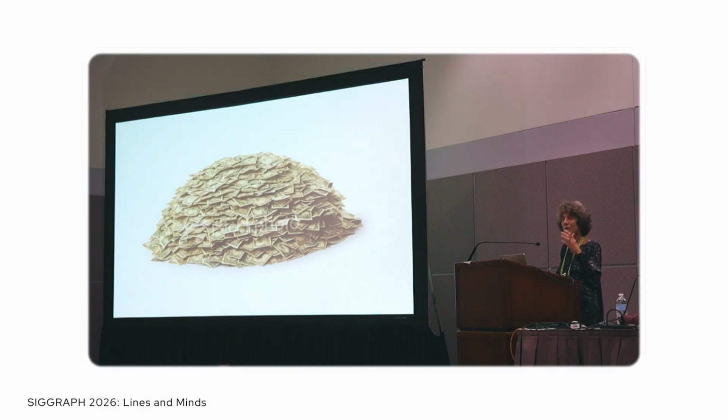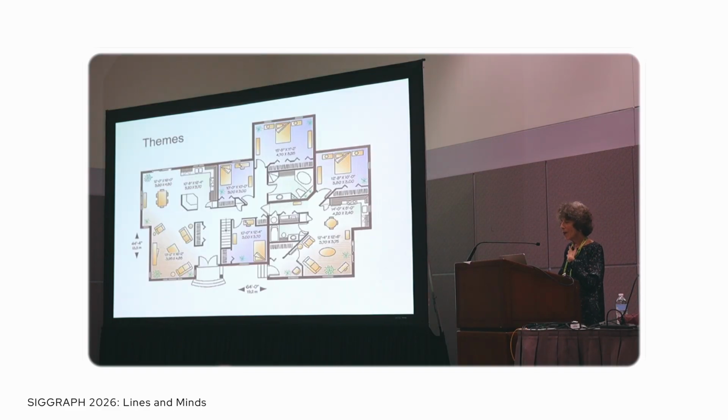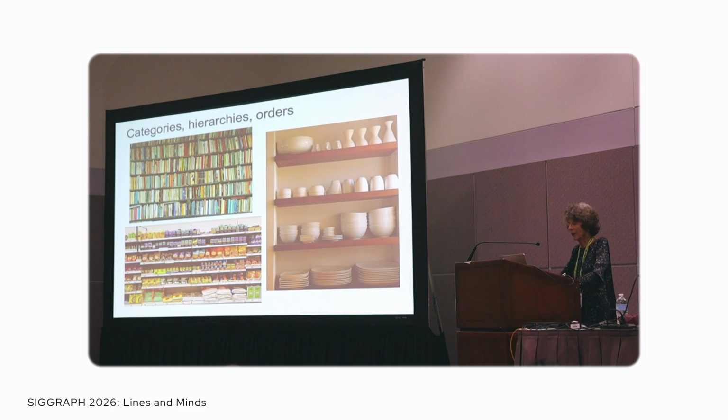So we've designed the world. We use themes: different categories of objects get used in different rooms of the house. Everything with eating is in the kitchen, although by now we eat everywhere. But everything for getting clean is in the bathroom, and so forth. So we organize by themes, we organize by categories, hierarchies, and orders.